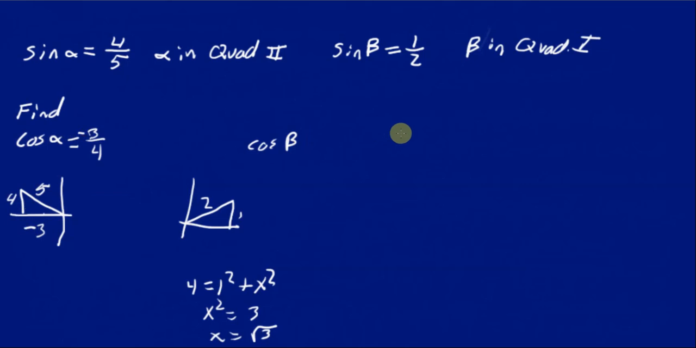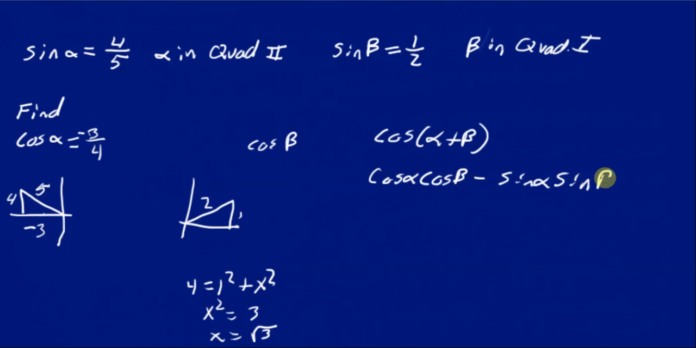All right, so what we're going to do then is we're going to find some other things. So I can ask you now to find the cosine of alpha plus beta. Well, that means I need to know what the cosine of alpha plus beta is by the identity. The cosine of alpha plus beta is the cosine alpha cosine beta minus sine alpha sine beta. So cosine alpha we have as, we just found, negative 3/4.